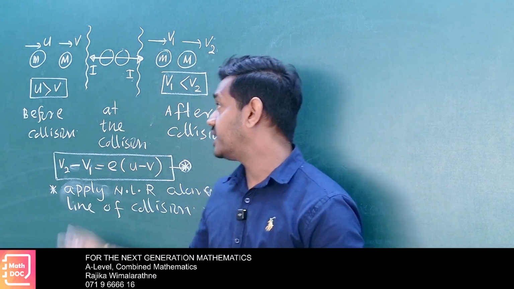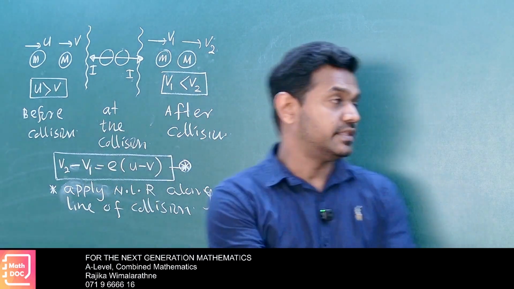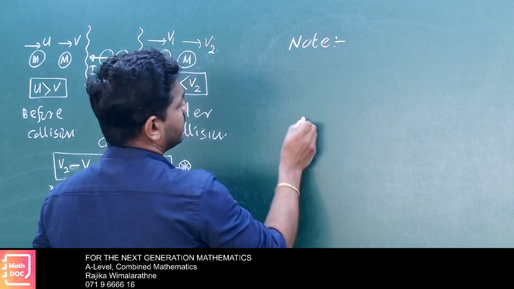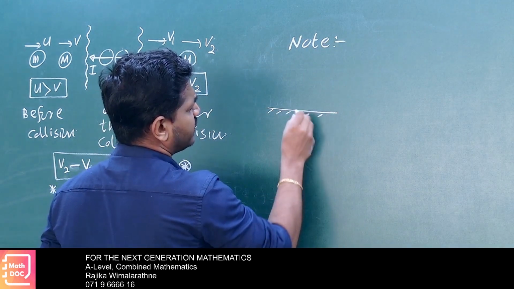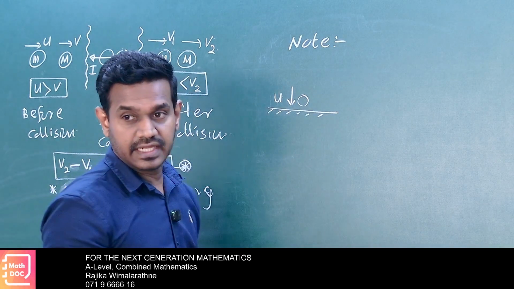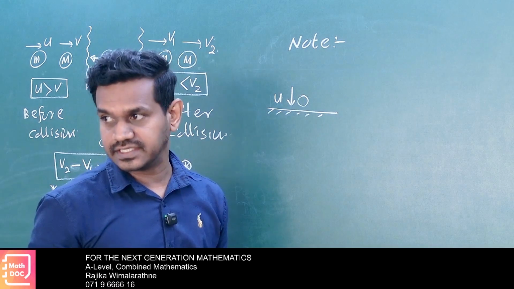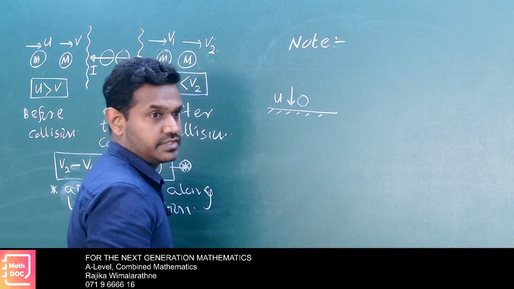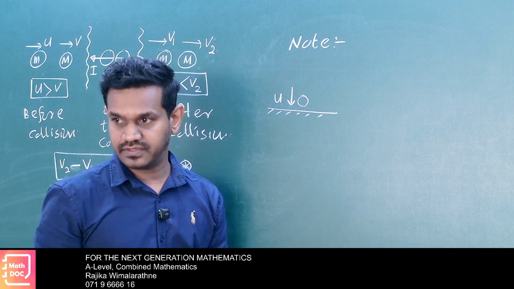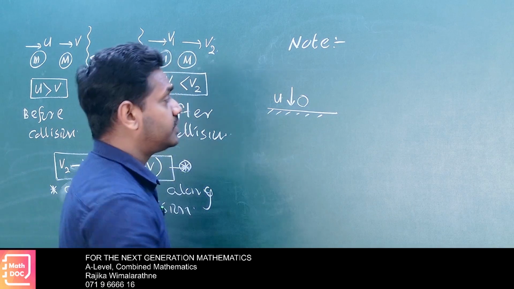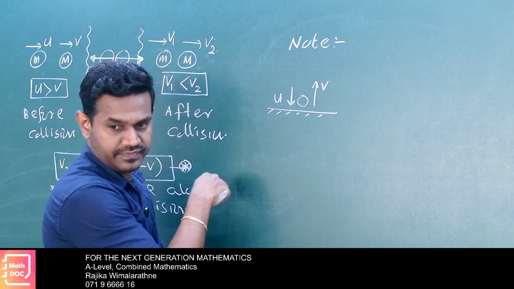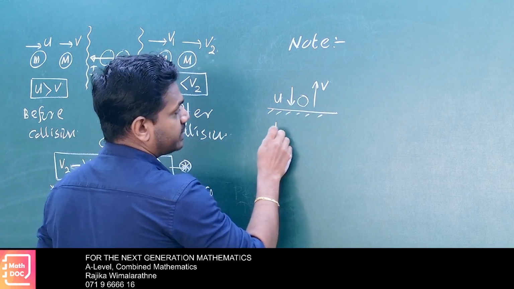Okay, that's how we apply Newton's law of restitution. Then you consider this one. Consider a particle that moves with velocity u, and the coefficient of restitution E is given for this collision. Usually the coefficient of restitution will be given, or we may need to find it. Consider the velocity after collision to be v.